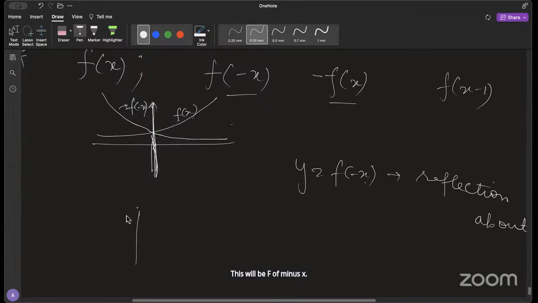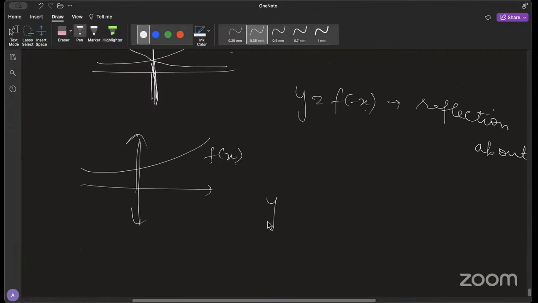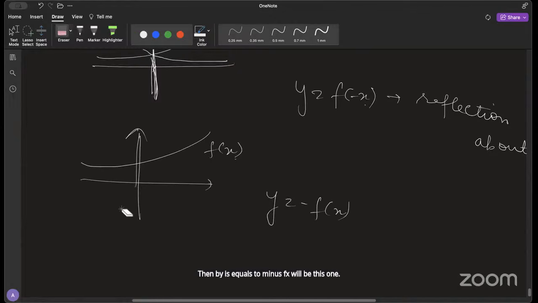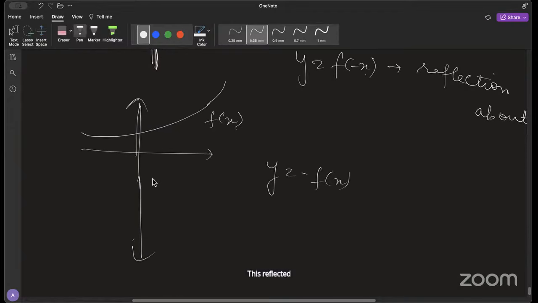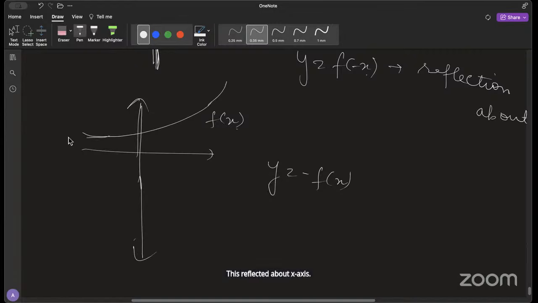And similarly, let's say if this is your f of x, then y is equal to minus f(x) will be this one. This is reflected about the x-axis. So it will be this. This will be minus of f(x).